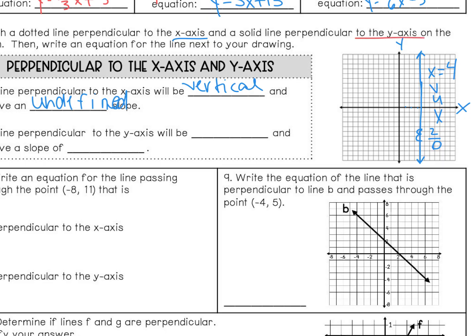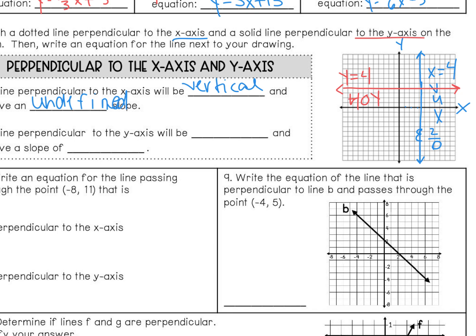Perpendicular to the y-axis. So the y-axis is vertical. If we're perpendicular, we're going to draw a line that is what? Horizontal. And what is the equation of that? y equals, we'll just go with 4 again. That's fine. And this is an OI because it's horizontal.